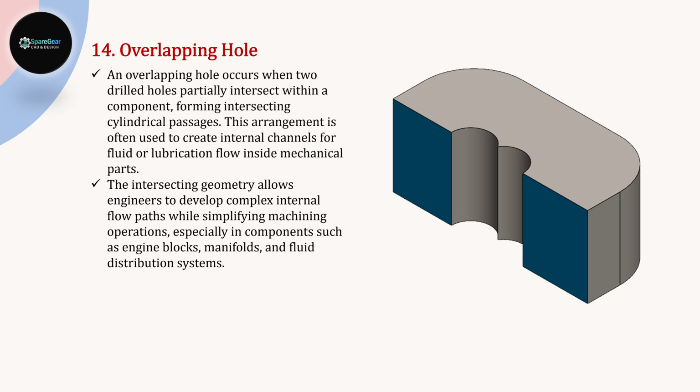An overlapping hole occurs when two drilled holes intersect partially inside a component. This configuration is often used to create internal channels for lubrication, cooling, or hydraulic systems. Overlapping holes are commonly found in engine blocks, hydraulic manifolds, and fluid distribution components.